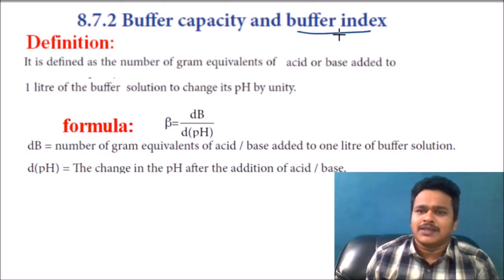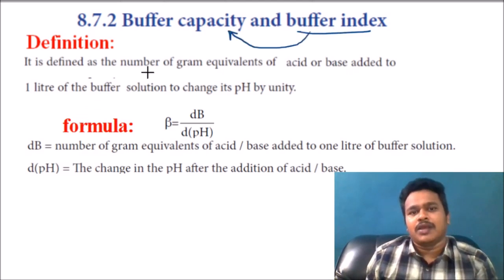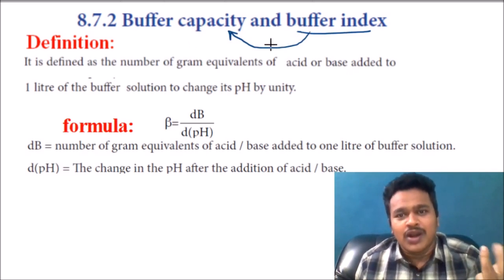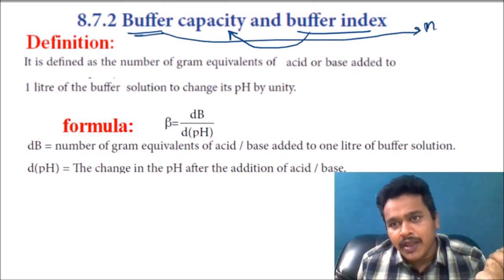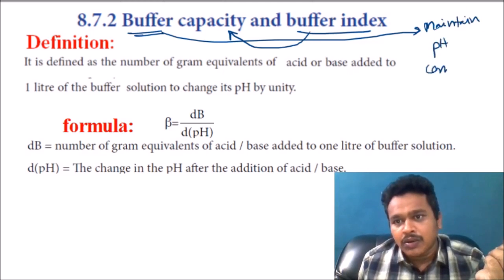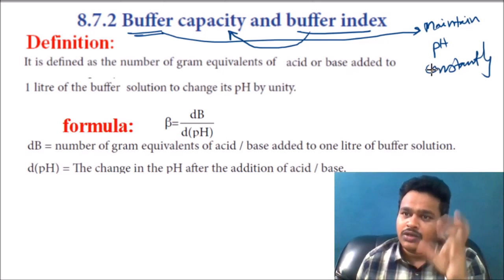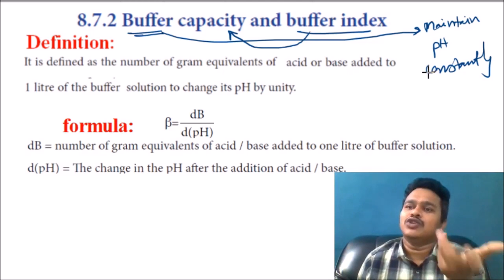What is the buffer index? The buffer index talks about the buffer capacity. That is when I can say the buffer capacity is more. First, what is the meaning of a buffer? A buffer means something which can maintain pH constantly. That is what we studied in the last video. A solution which can maintain the pH value constantly is called a buffer solution.